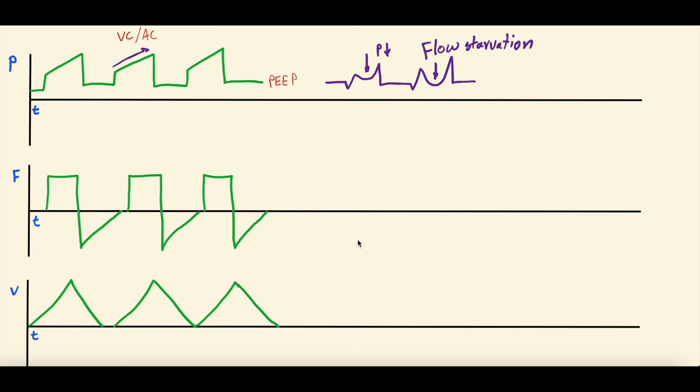The flow and volume scalars don't tend to really look any different, right? Because the flow is what's being delivered. This is just the flow that's being delivered on the ventilator, and the volume is the volume that they're receiving. So that will still look the same.